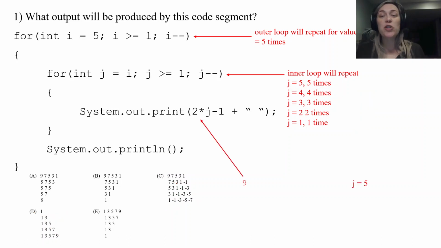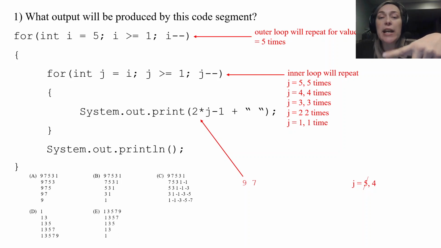So when j is 5, 2 times 5 is 10, minus 1 is 9. Oh, perfect. I eliminated D and C already. Now I can eliminate E because the first thing printed is going to be a 9. First thing printed is a 9. And I can see between A and B, the first line ends up being the same.